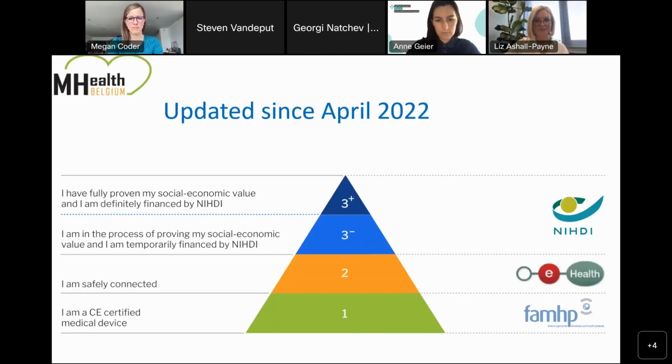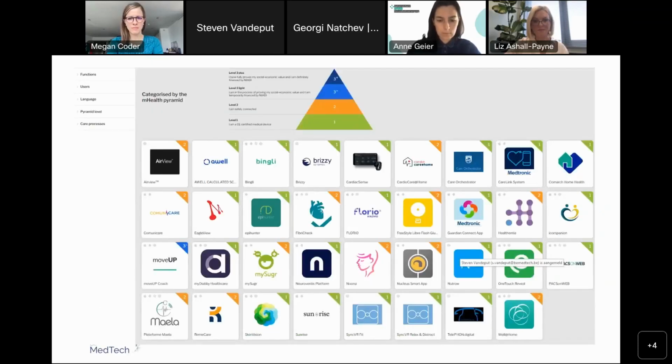So here the eHealth platform is responsible, and the top layer, where everybody is most interested in, is dealt by the National Institute for Health and Disability Insurance, our national payer authority, and this is about reimbursement, either in a temporary way, which we call level 3 light, or already in a definite way, which we call level 3 plus. Currently, if you look at the portal, there are 35 apps listed, all medical device software from different origins, for different pathologies and so on. Out of these 35, there are 12 who are already in level 2, and there's one, specifically Move Up, who is in level 3 and who is reimbursed nationally by the National Payer Authority so far.